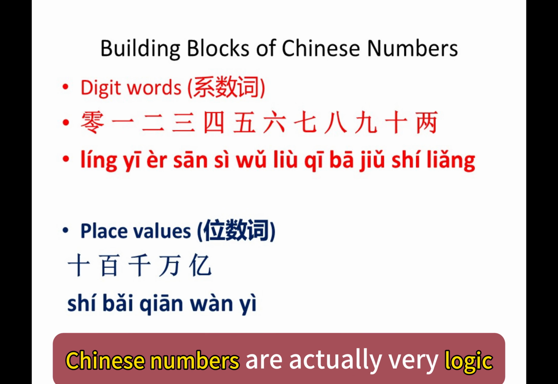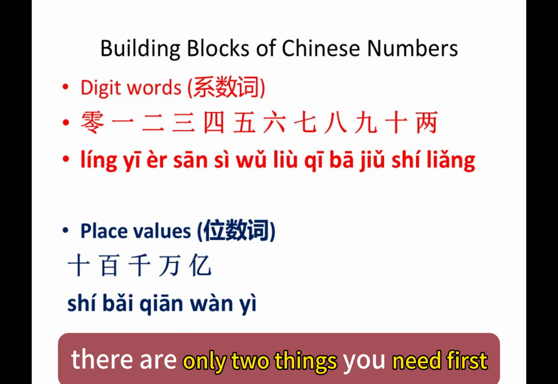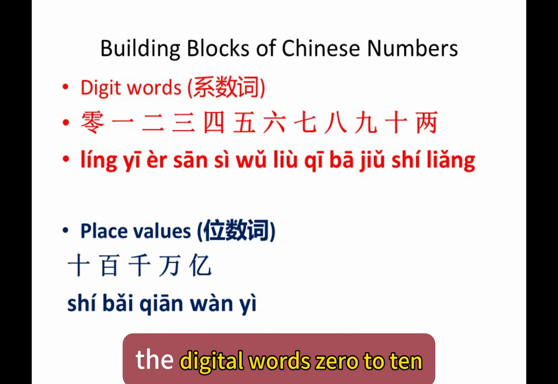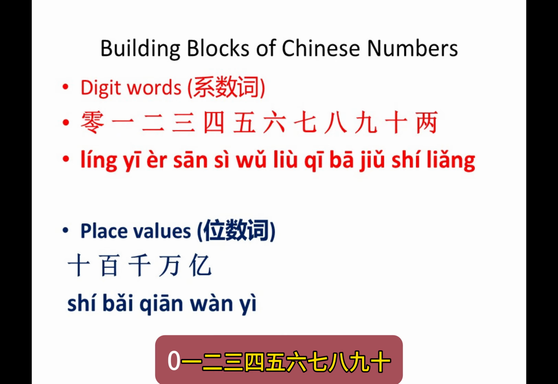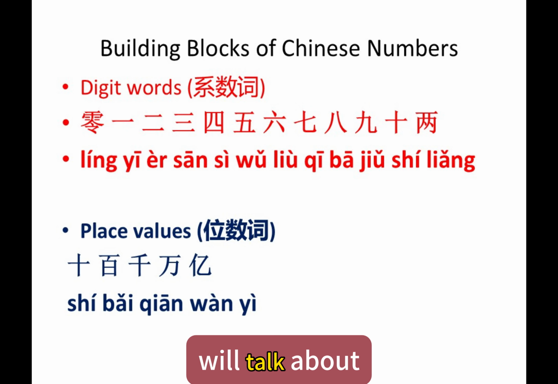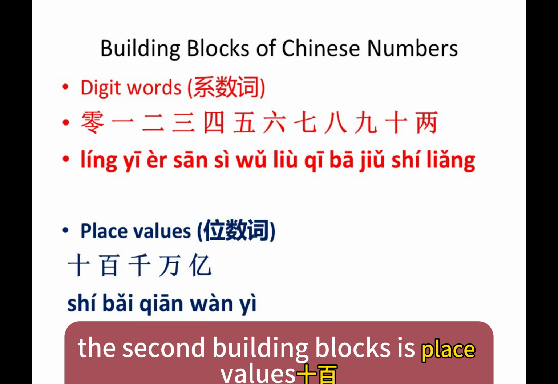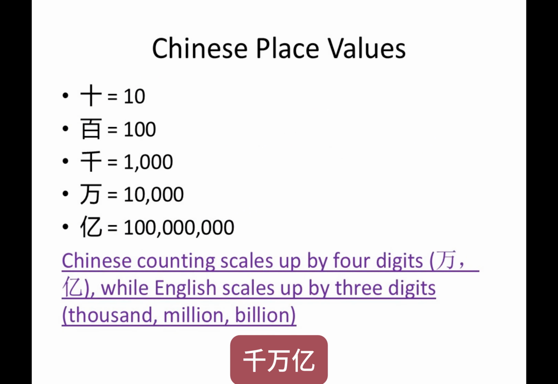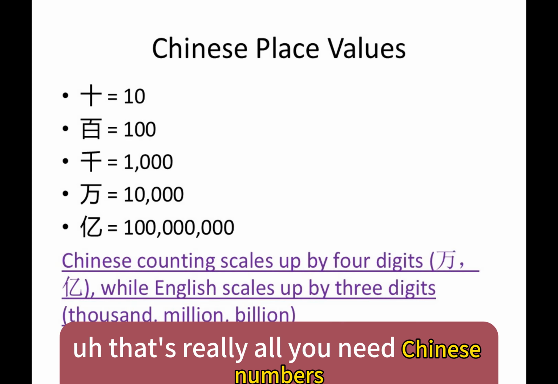Before reading big numbers, let's first understand how Chinese numbers are built. Chinese numbers are actually very logical. There are only two things you need. First, the digital words 0 to 10. 0, 1, 2, 3, 4, 5, 6, 7, 8, 9, 10. And don't forget this special one, 2. We will talk about it in a minute. The second building block is place values: 十, 百, 千, 万, 亿.